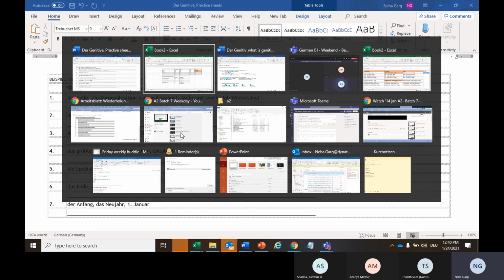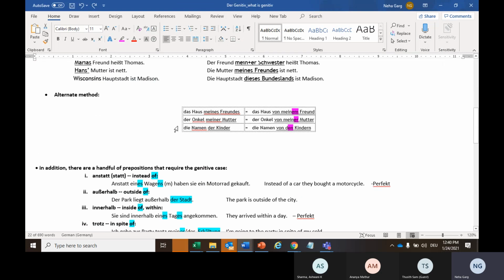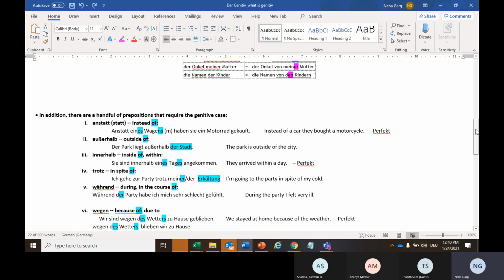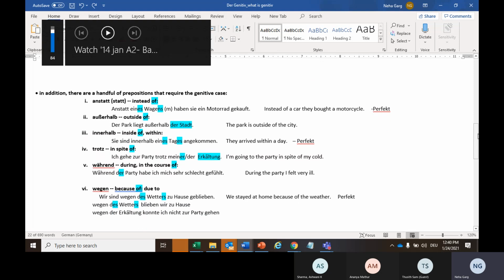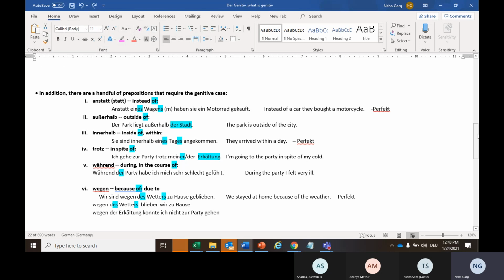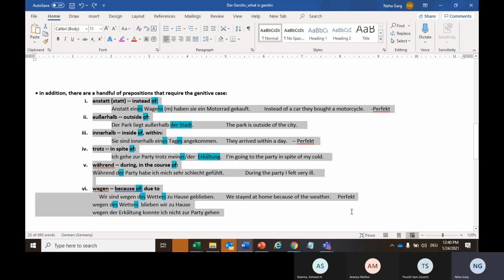Good. Now let's see some. So now similar to accusative and dative cases, we have some genitive prepositions also. And to be honest, these prepositions are a little easier compared to accusative and dative prepositions because all of them have almost the same meaning. There's not too much that is tricky about which one to use at what place. The meaning and the understanding is pretty straightforward.